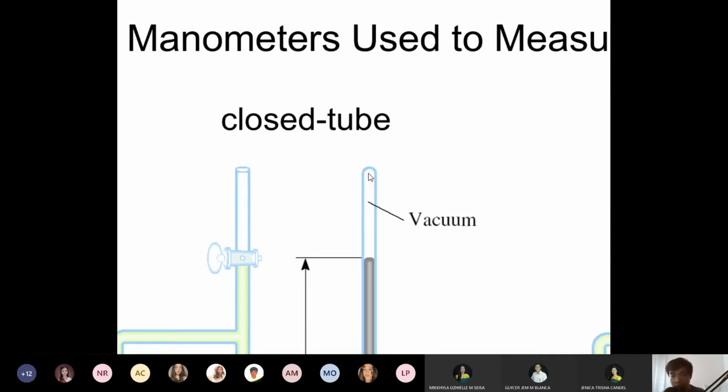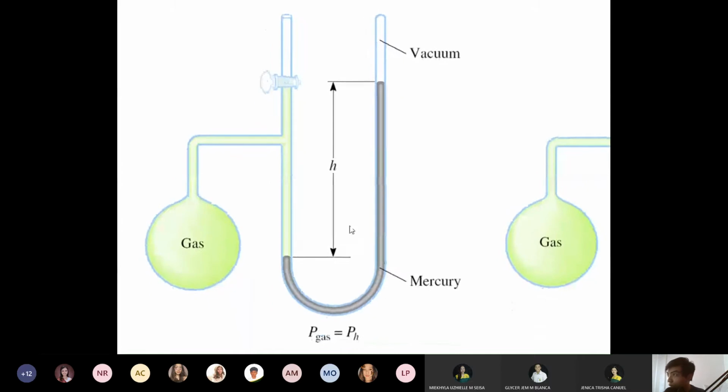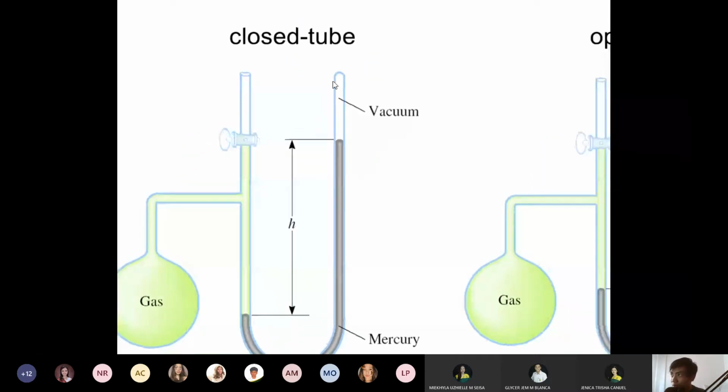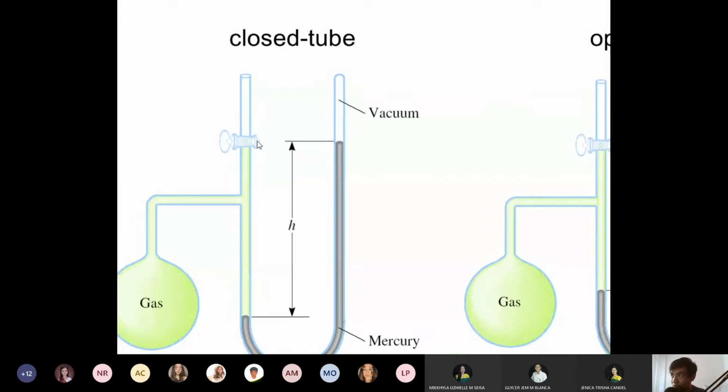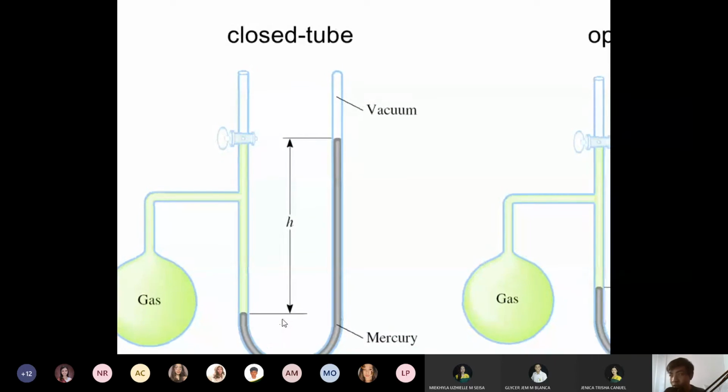Okay, so that also means that the atmospheric pressure doesn't affect the experiment. Walang count yung atmospheric pressure kapag closed tube system tayo. So that means whatever this height is, that is equivalent to the pressure of the gas itself. Yan yung closed tube. Nakasarado doon. Ito nakasarado din yan. So kung ano man yung height na yan, that is the pressure of the gas itself.